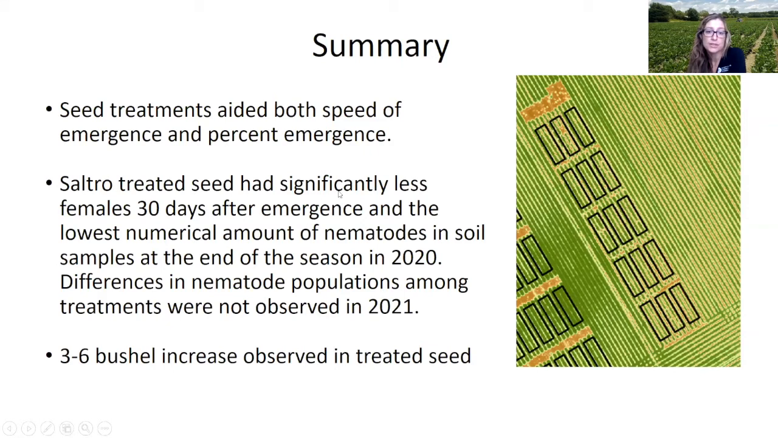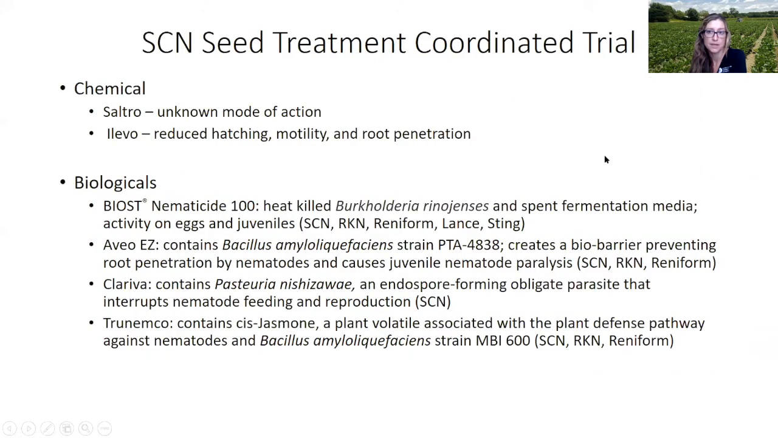The Saltro treated seed had significantly less females 30 days after emergence, and the lowest numerical amount in 2020. And while we didn't see differences come out as much in 2021, a lot of those trends were moving in the same line. And we see that 3 to 6 bushel increase observed.